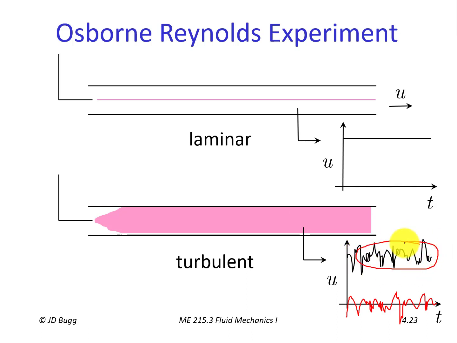Now, the reason that's important is that it explains why he saw this very distinct difference in how quickly the dye is mixed across the whole cross-section of the pipe. Due to these fluctuating velocity components perpendicular to the pipe, the dye is carried out to the walls very, very quickly in a turbulent flow, and it really isn't in a laminar flow.